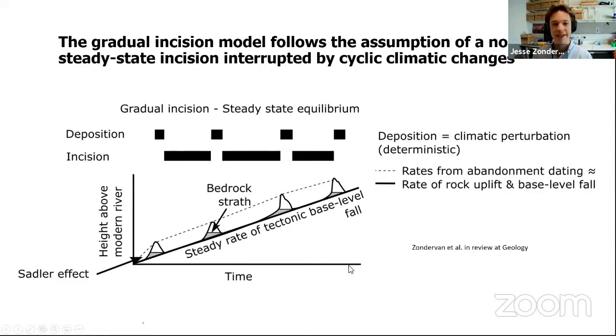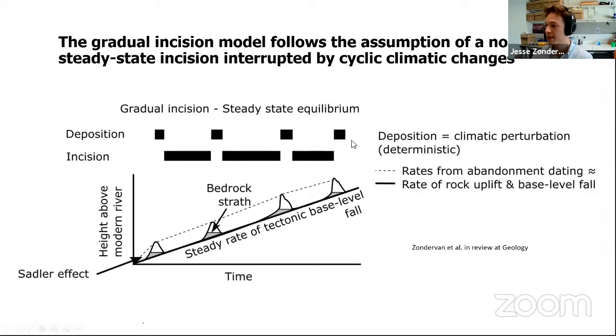In a case where you have a steady rate of base level fall, say tectonically induced by uplift, the elevation of the base level will go down as a straight line over time. In the gradual incision model, most of the time the river is incising at a rate approximately similar to the rate of base level fall, punctuated by periods of deposition that are forced by climatic perturbation. These tend to be cyclic.